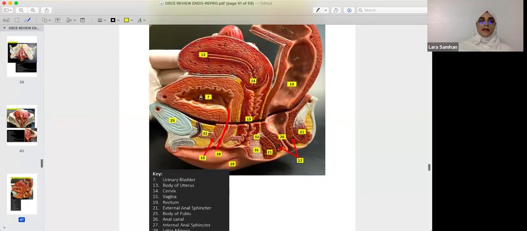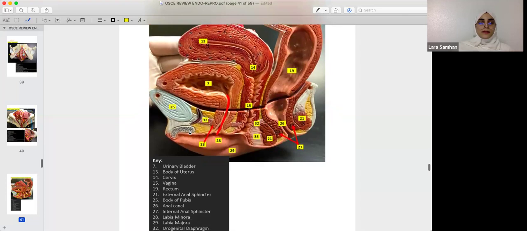Okay, so exact same thing. This is the uterus, this is the cervix, this is the vagina, this is the colon, this is the anus, this is the rectum, this is the colon, the whole colon. At the end, you have the rectum and the anus. Those are the anal sphincters. We have in here, this is the perineum.